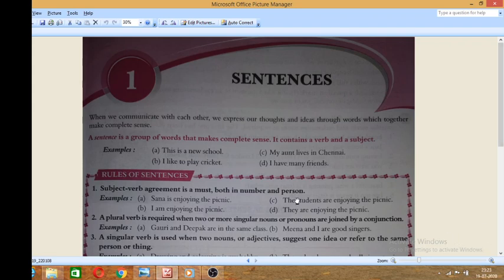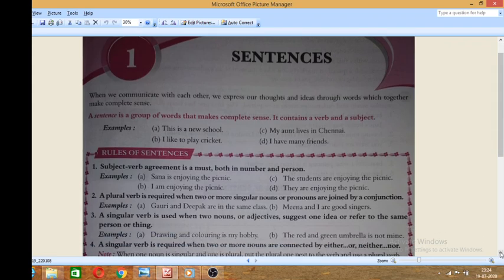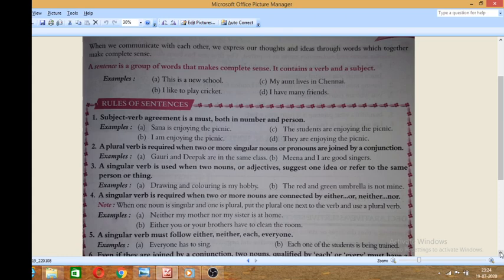Okay, but you also have to learn the rules of sentences. What are the rules of sentences? The rules of making sentences. If you want to make a sentence, then you have to know the rules. What are the rules? I'm just going to discuss these rules once.